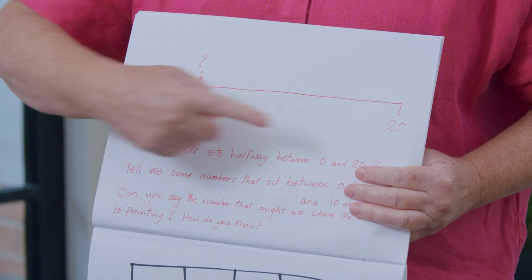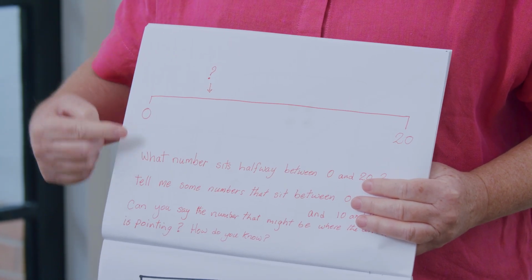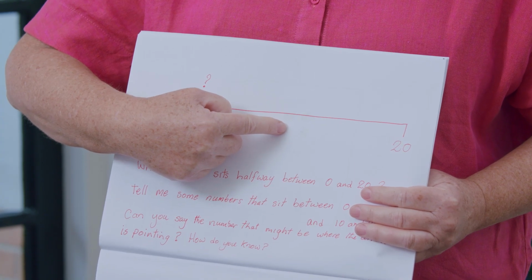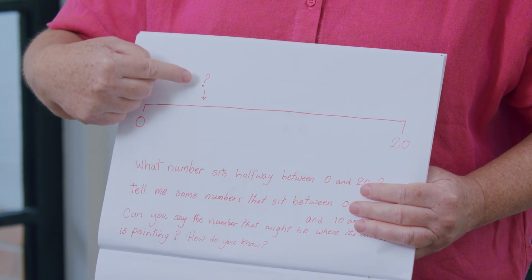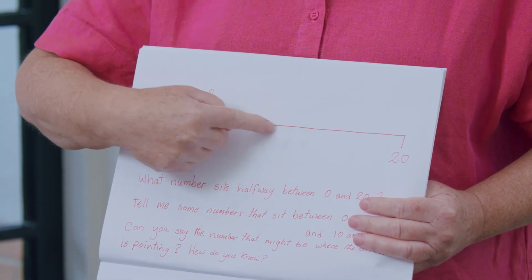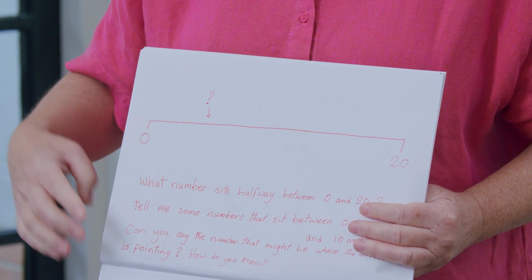This one goes from 0 to 20, and by working out halfway, we knew where 10 was, and then our strategy was to find out what this number was by filling in the numbers between 10 and 0.